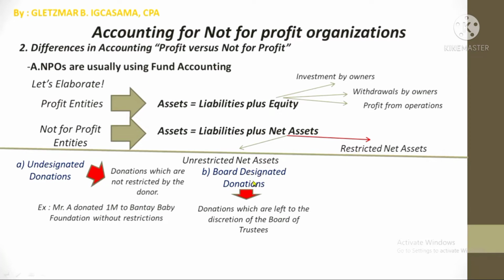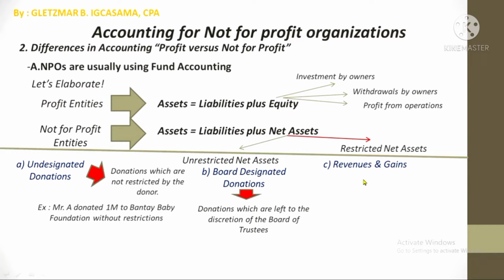So again, board designated funds are funds that can only be spent based on the wishes of the Board of Trustees, but they are still considered unrestricted net assets because to be part of the restricted net assets, again, donors' direct restriction is needed. Moving on, aside from these two, the unrestricted net assets is also composed of revenues and gains by the NPO itself.